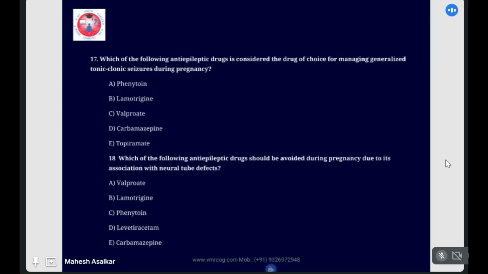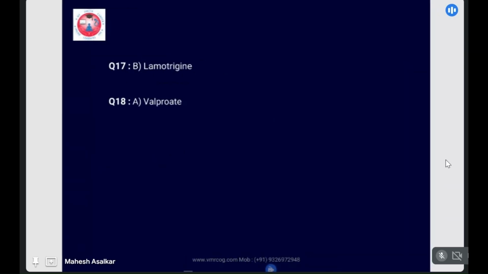Next question. Which of the following anti-epileptic drugs should be avoided during pregnancy due to its association with neural tube defects? A. Valproate, B. Lamotrigine, C. Phenytoin, D. Levetiracetam, and E. Carbamazepine. A. Valproate. Correct. So valproic acid is contraindicated.